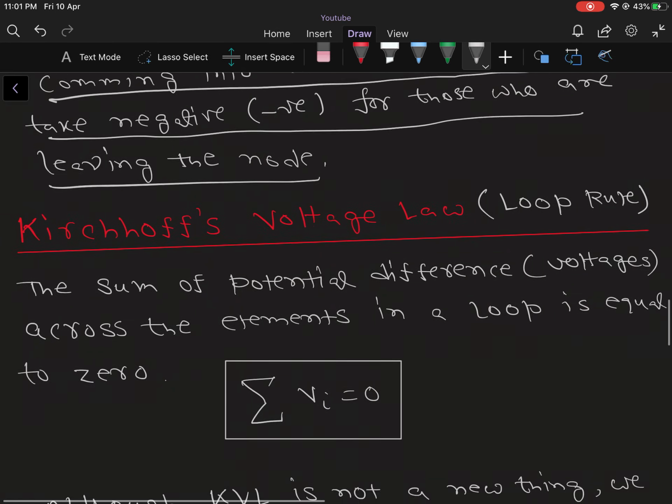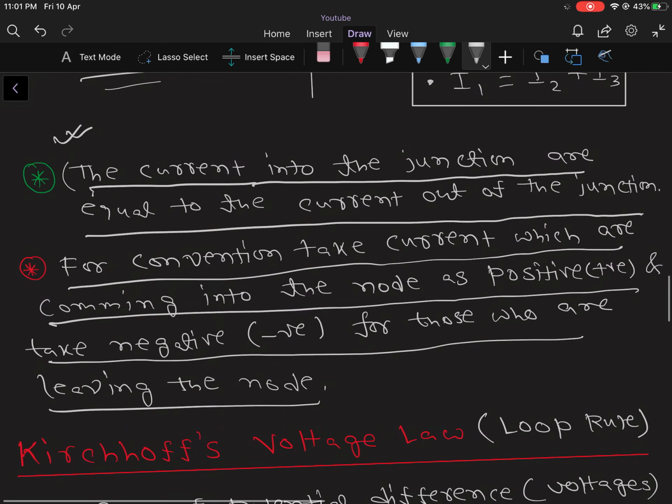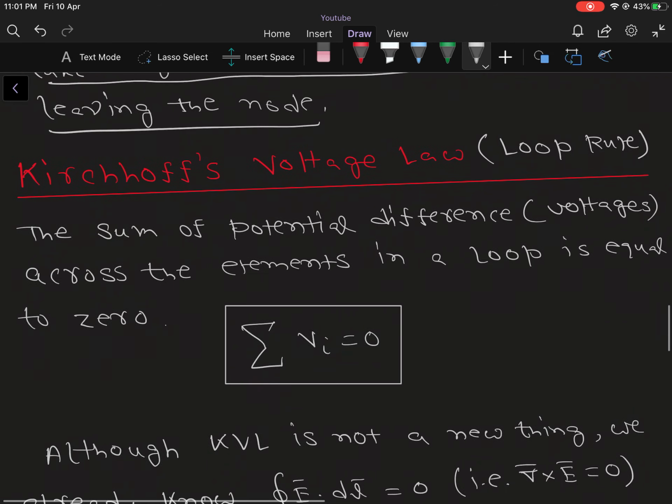One important thing to remember: currents which are coming into the node are positive, and take negative for those leaving the node.